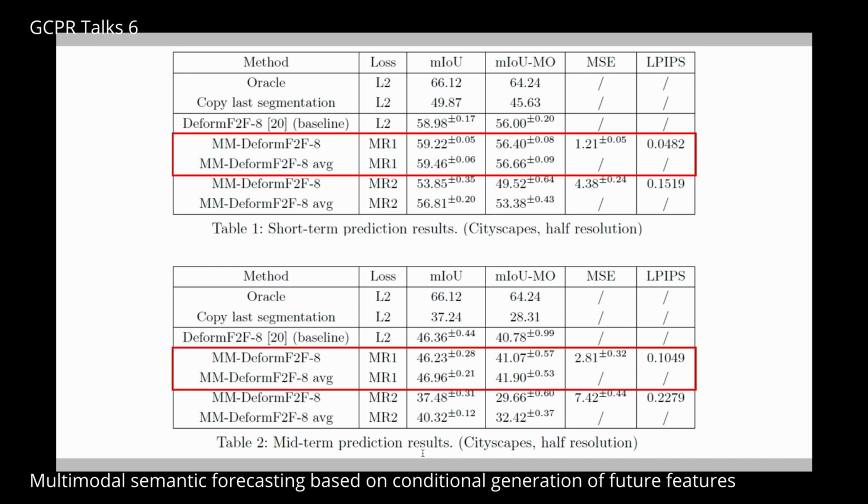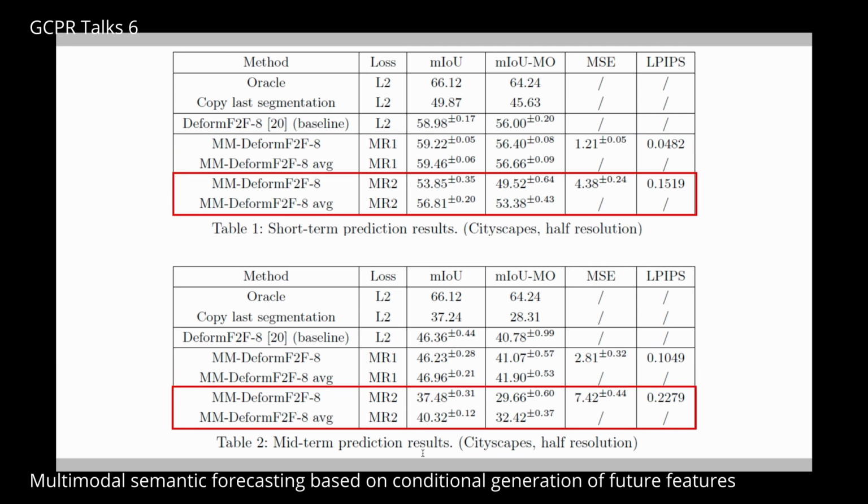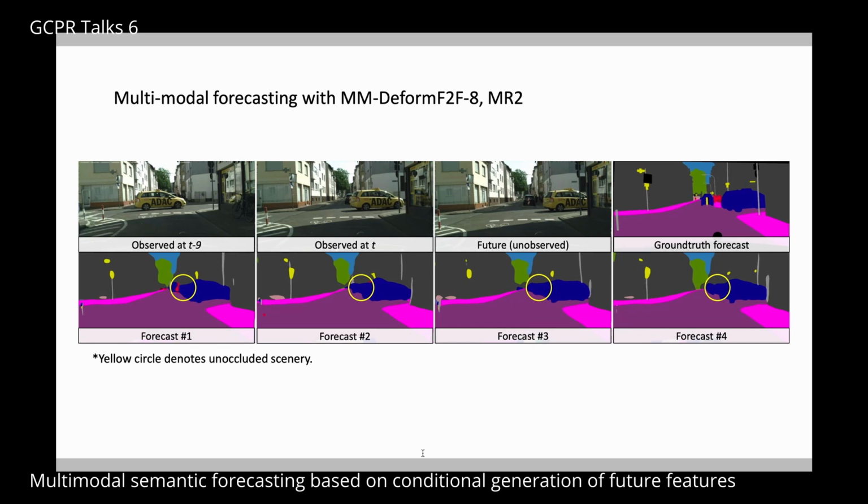With MR1 loss, we observe better accuracy compared to the unimodal baseline, while with MR2 loss, we achieve lower accuracy but much more diverse predictions. Our model is sometimes still hesitating to replace close and large objects. However, we observe diversity when looking at pillars, traffic poles, unoccluded spaces, and moving objects.